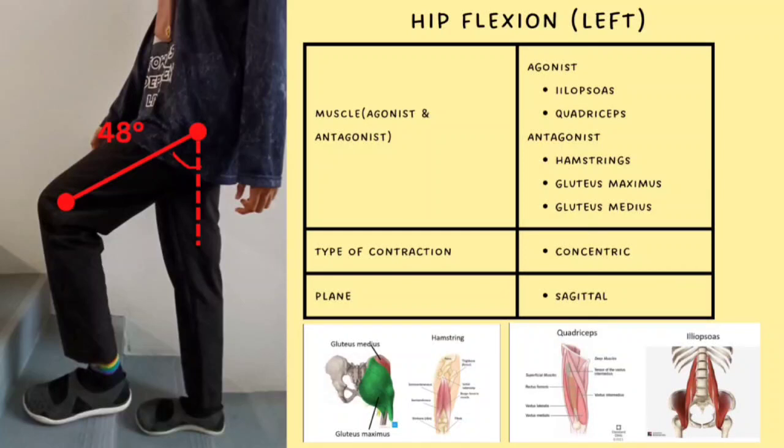The muscles that are responsible to draw it up are the contraction of the soleus, quadriceps femoris, hamstring, and gluteus maximus.